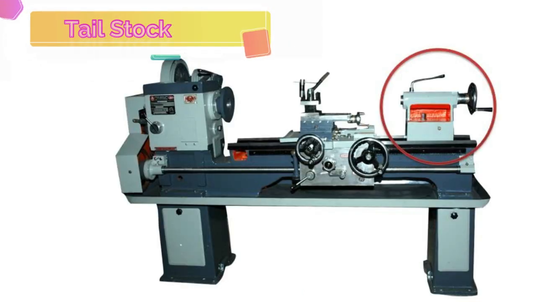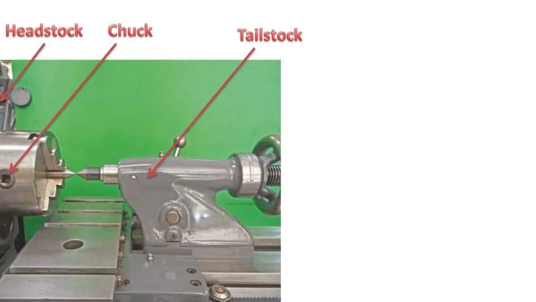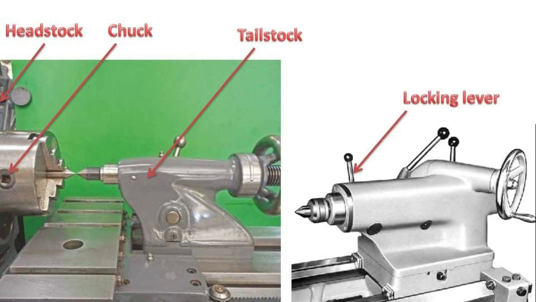Tailstock is a movable part of the lathe that carries a dead center in it. The main use of tailstock is to support the free end of the long workpiece. It is also used to hold the tools like twist drills for making holes, taps for making internal threads, etc. Tailstock can be moved on bedways and locked in any desired position using locking nut or lever.